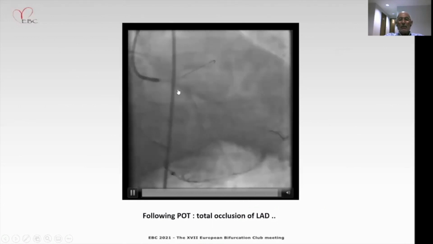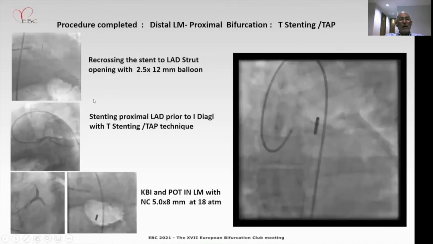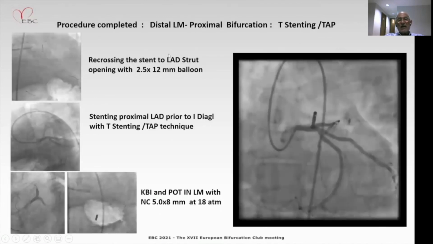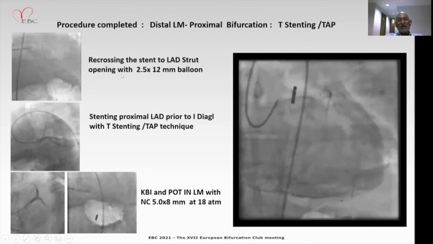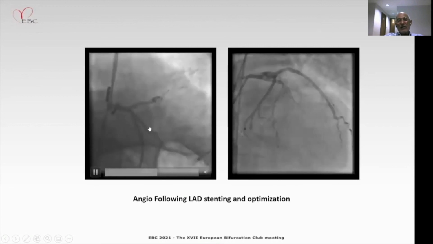After the POT in left main, we had total occlusion of LAD. Then we recrossed the stent to LAD and opened the strut with a 2.5 balloon, and then completed the procedure with stenting of proximal LAD prior to first diagonal with TAP technique, which was optimized by kissing balloon inflation, and final POT with a 5.0 balloon at 18 atmospheres in left main. And this was the final angiographic result.